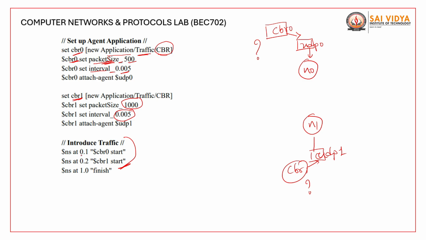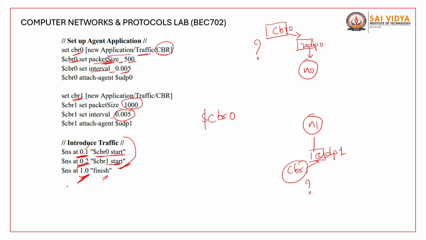So here I have written at 0.1, that is at time instance 0.1, $CBR0 start. If you write CBR0, you will get an error. So you have to write $CBR0 start. And then at 0.2, time instant 0.2, $CBR1 start. And at 1.0, this is the initial time and this is the final time, finish. So start and finish are the keywords.